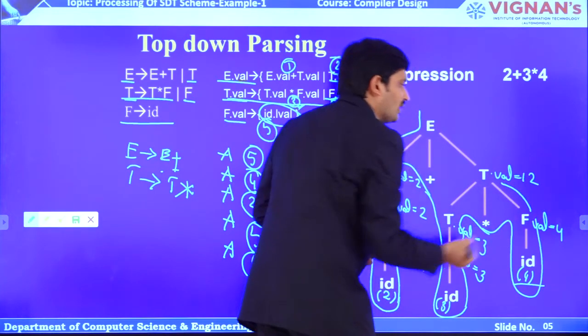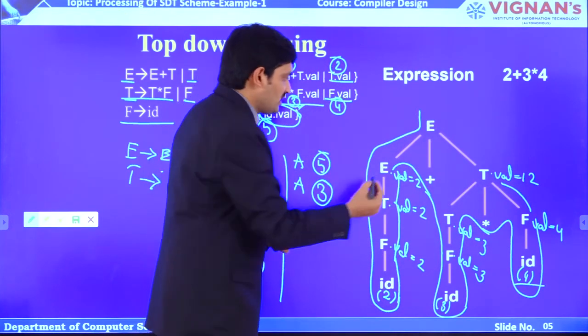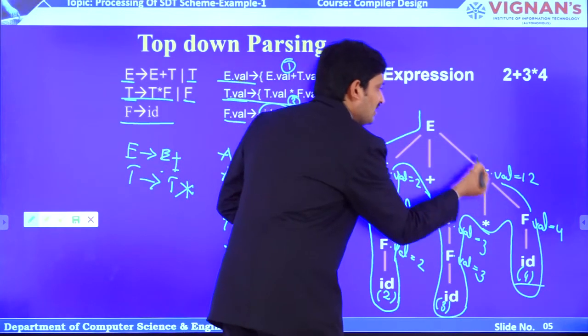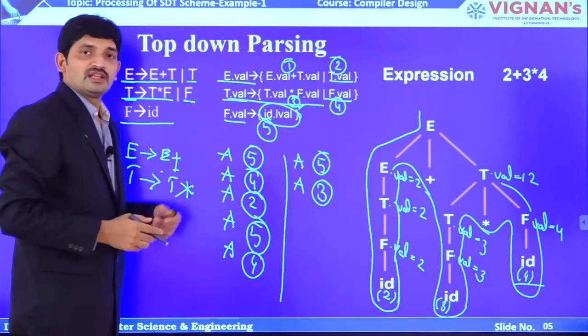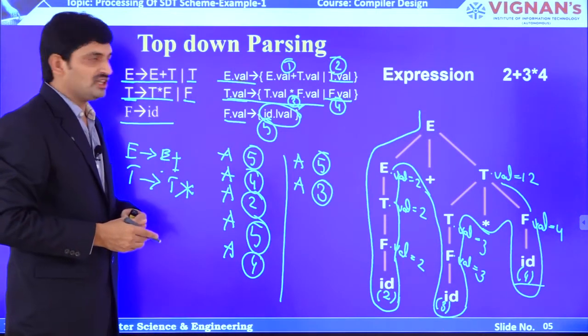So, it is 12. After that, you can see E plus T can be reduced to E depending upon the first production. In the first production, E tends to E plus T is there.